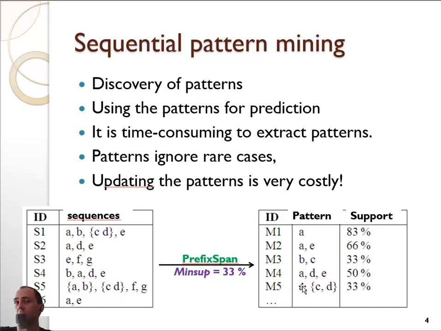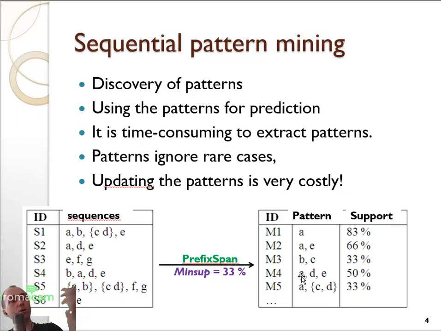Let me give you some example to show you about this. Here we have one pattern, A followed by D followed by E. This A followed by D followed by E appears in 50% of the training sequences. It appears in S1, S2, S4, so 3 out of 6 sequences. That means 50%. And since it is more than 33%, we say it is a sequential pattern. So in this approach, we have the training sequences.